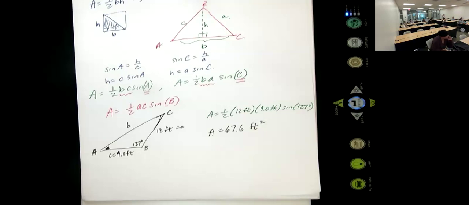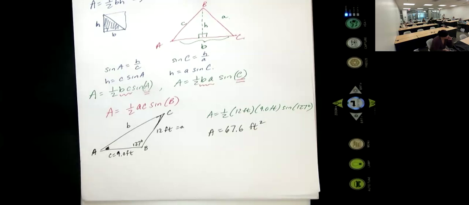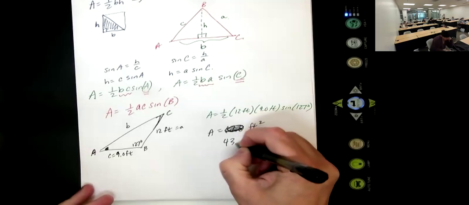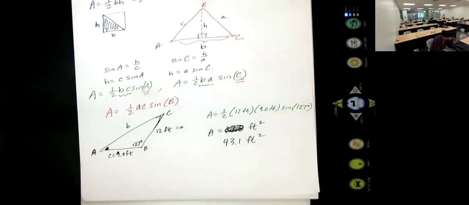Did I do something wrong, Jordan? I get a different number. Yeah, I'm getting a different number too. Let me check my answers here. 12 times 9 divided by 2 times sine 127. Yeah, so am I. I don't know what happened. I'm getting 43.1 this time. Yes, the fat finger of the calculator.